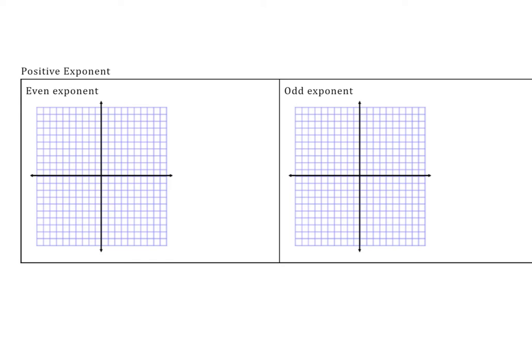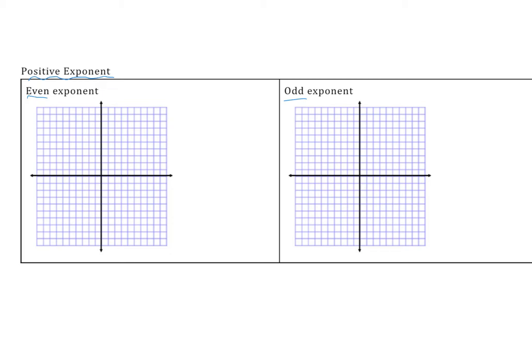Today's lesson, we are graphing power and radical functions. So we're kind of leading into polynomial functions, but everything today is a single term, and we're just looking at different types of exponents. So starting out, we're looking at when the exponent is positive, and then even versus odd.